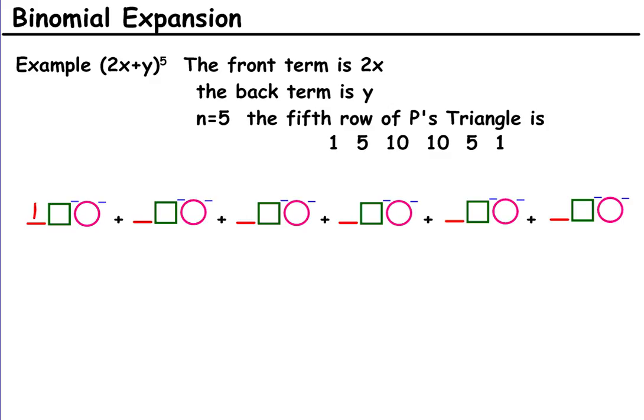That would be 1, 5, 10, 10, 5, 1. Okay? Now, let's put in our growing exponent. Remember, my growing exponent's on the box. So that would be 5, 4, 3, 2, 1, 0.